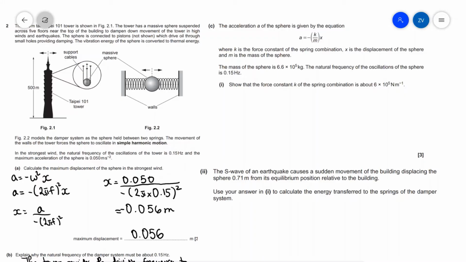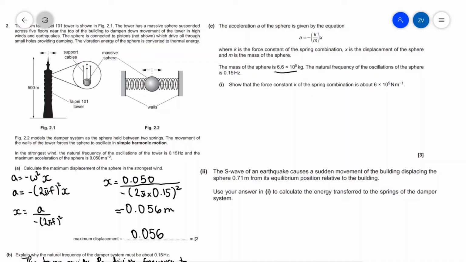Okay, part C. The acceleration of the sphere is given by the following equation: a equals minus k over m times x. We're given the mass of the sphere is 6.6 times 10 to the power of 5 kg. That is a very heavy sphere. Show that the force constant k of the spring is about 6 times 10 to the power of 5.